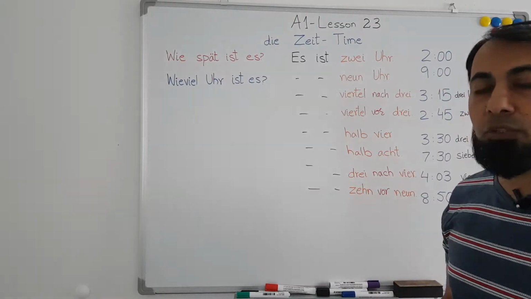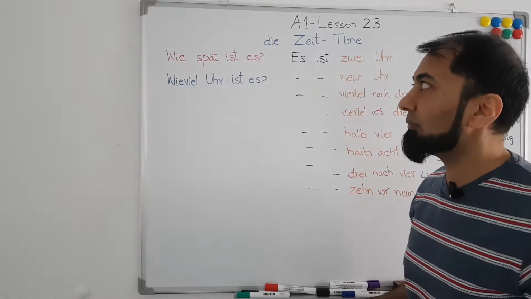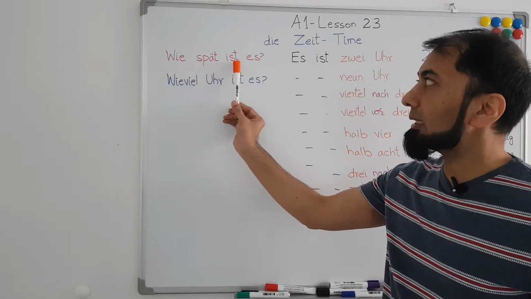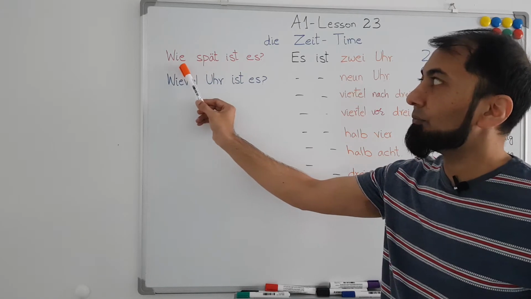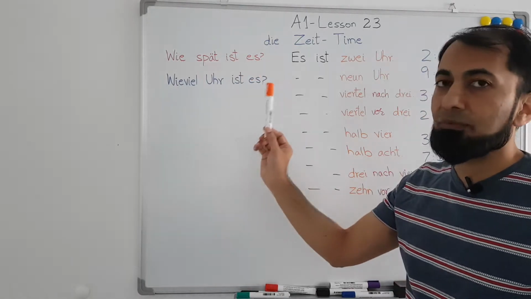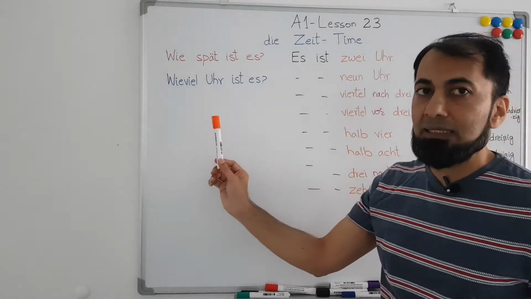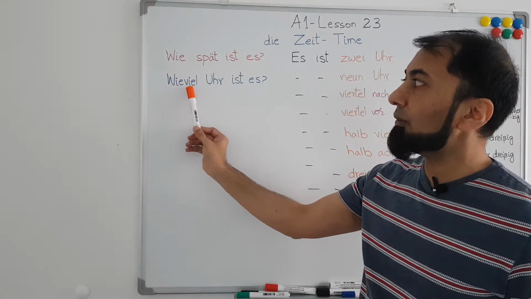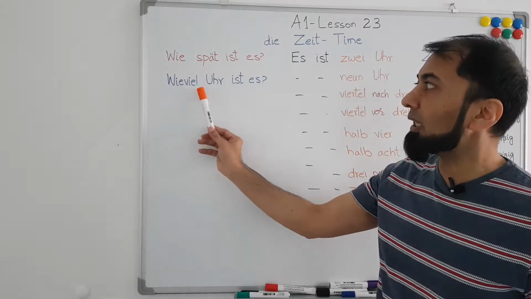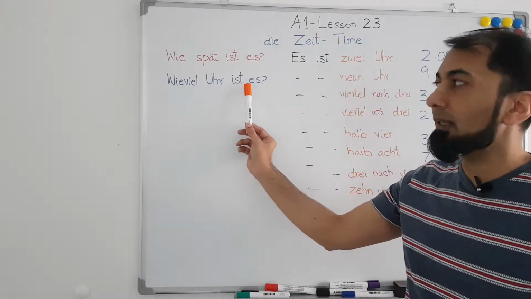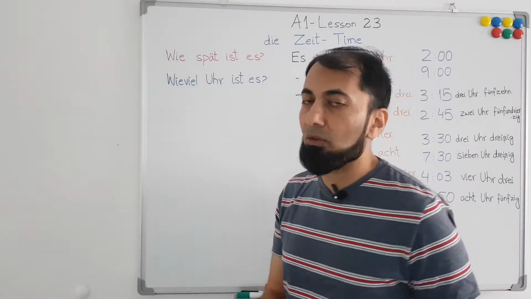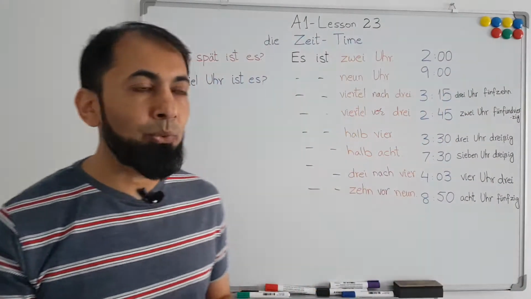Now there are two ways through which we can ask time in German language. The first way is: Wie spät ist es? This is the first way, and the second way of asking time is: Wie viel Uhr ist es? So these are the two ways. You can choose either of these to ask time whenever you need to.